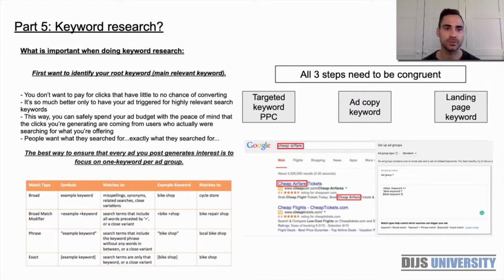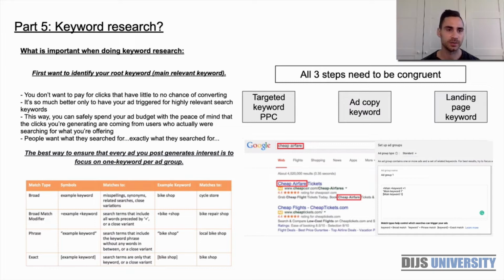This way you can safely spend your ad budget with the peace of mind that the clicks you are generating are coming from users who were actually searching for what you are offering. That's why, again, you need to use keywords relevant to your free giveaway content, so that everything is congruent. And the last one: people want what they searched for, exactly what they searched for. So the best way to ensure that every ad you post generates interest is to focus on one keyword per ad group. Like I mentioned before, we're gonna use 3 different match types.